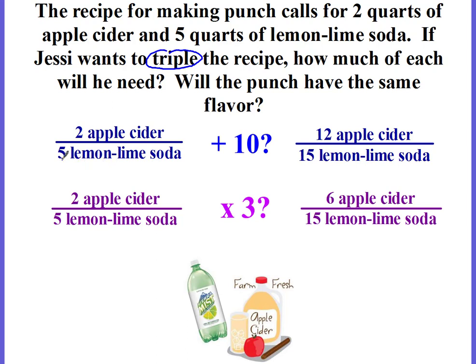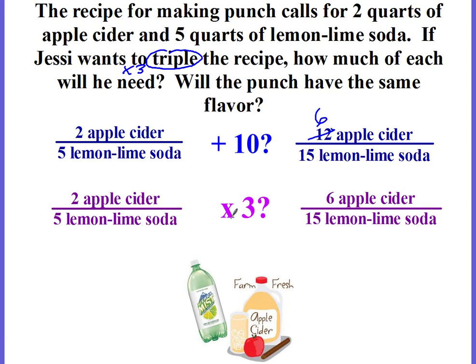So if I do that, I could turn 5 into 15 by adding 10. But when I add 10 to the 2 to make 12, did I triple the apple cider amount? No, I didn't triple it, because triple means to multiply by 3. So I should have gotten 6 apple ciders, not 12. So this definitely would not taste the same. The flavor would have a lot more apple flavor to it. It'd be kind of like overwhelmingly apple.